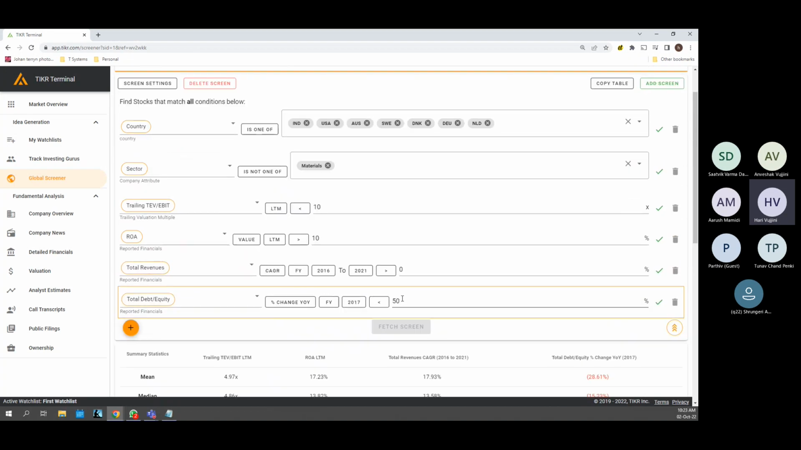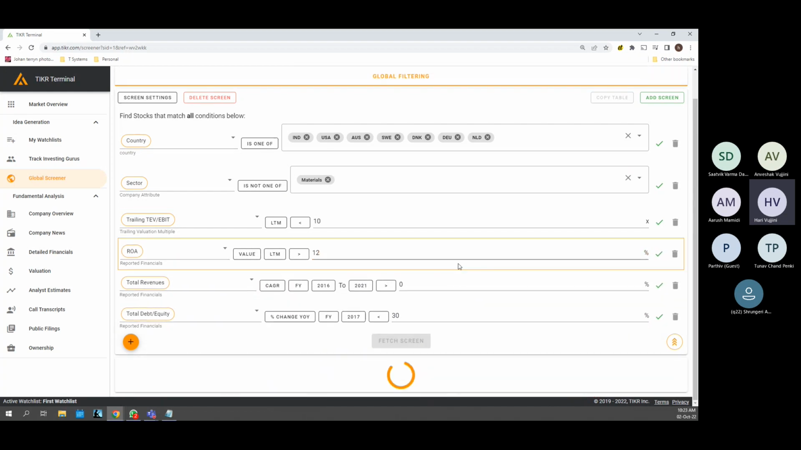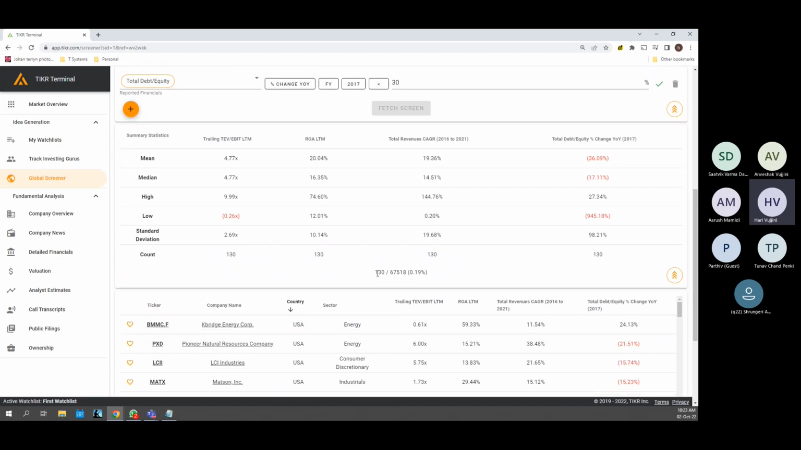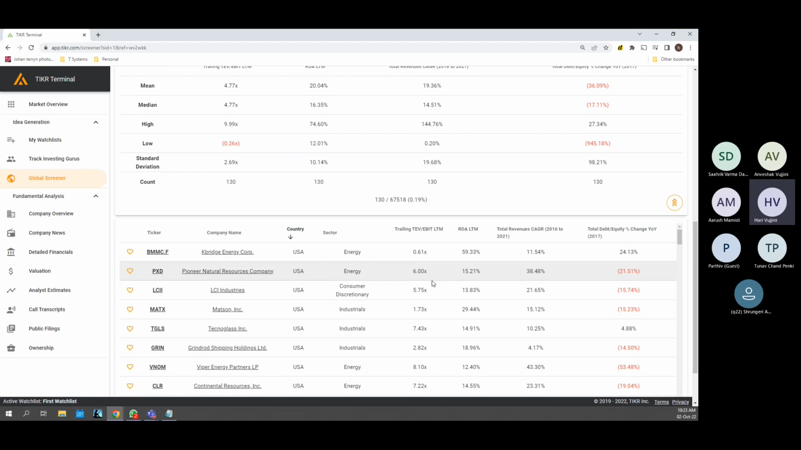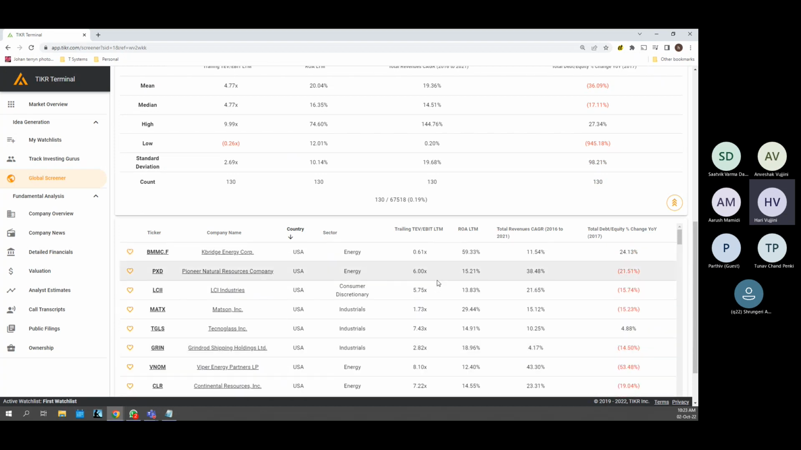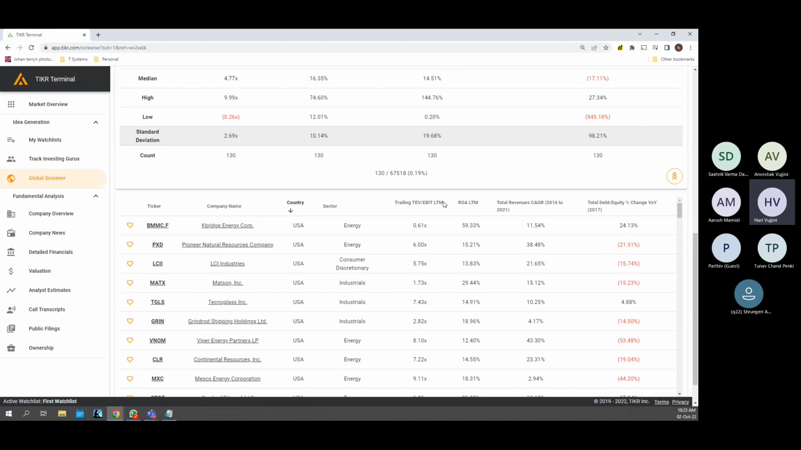You know what? I can also reduce this further down, and I can also increase this further up. I want companies with the ROA more than 12%. Then let's see. So we got only 130 companies. So let's look at any of the companies that ring a bell for you. So let me filter with only US. Okay, so this is US.